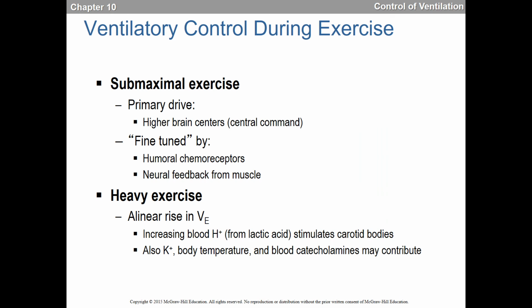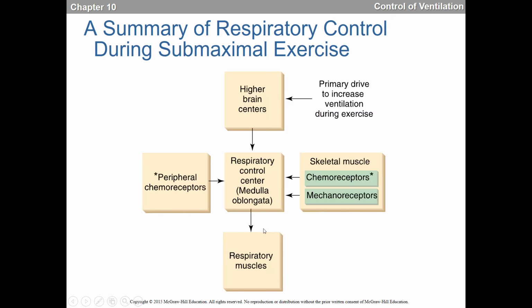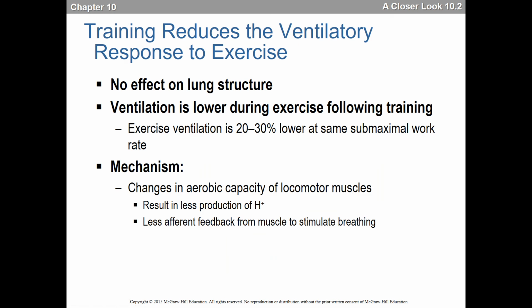Here, ventilatory control. It seems like during submaximal exercise, there is a primary drive from higher brain centers, and it is fine-tuned by chemoreceptors, so chemical meaning. And really what we're thinking about is CO2 and O2 going on. You can look into heavy exercise and a linear rise in ventilation with that. You can check out some of this stuff, but I really more or less told you what I want you to know with that.